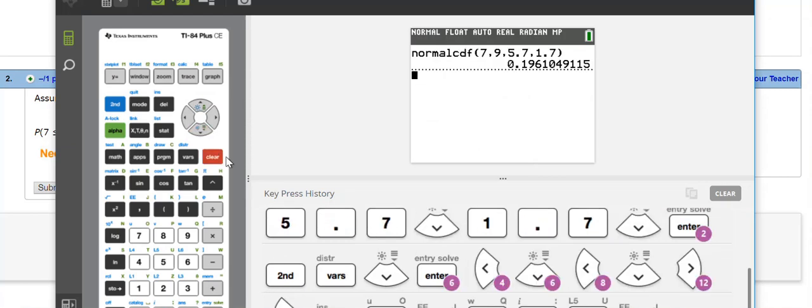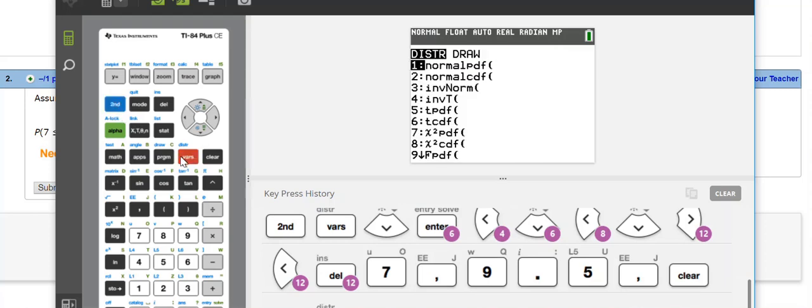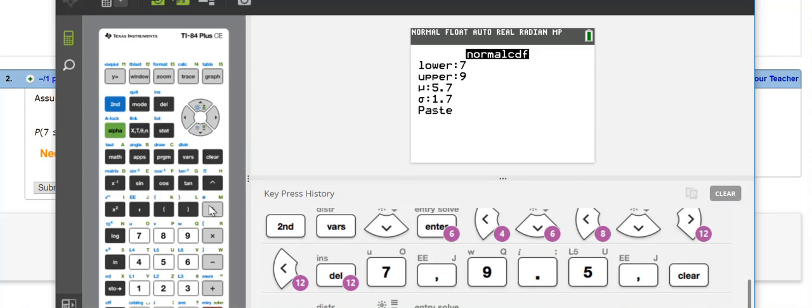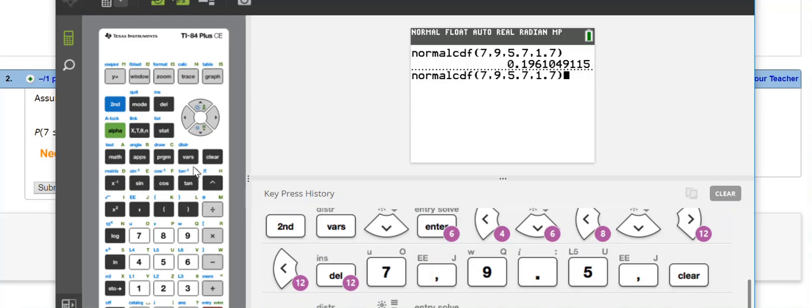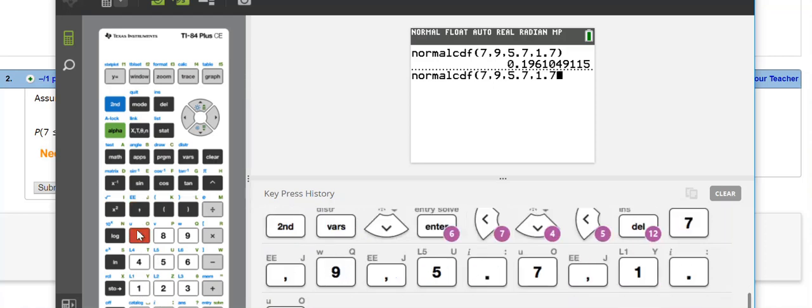For those of you using a TI-83, when you select second distribution, so you get second vars to the distribution and do normal CDF, you will not see this window. In your window, it'll just show up saying normal CDF and then a blinker. So you type in 7, then comma. The comma is right above the 7. And then 9, comma, so lower, upper. And then the mu, which is 5.7, and comma, and standard deviation is 1.7. Then close the parentheses, and then hit enter.